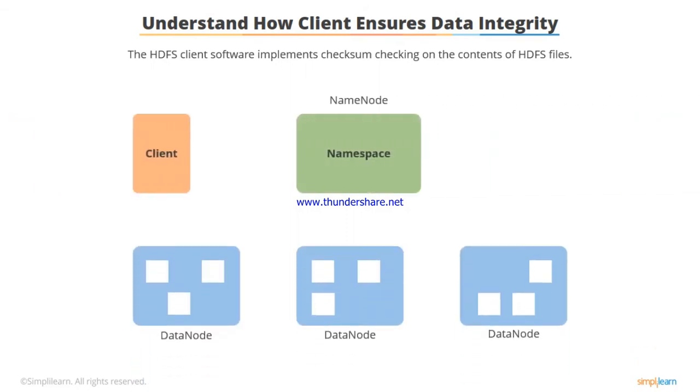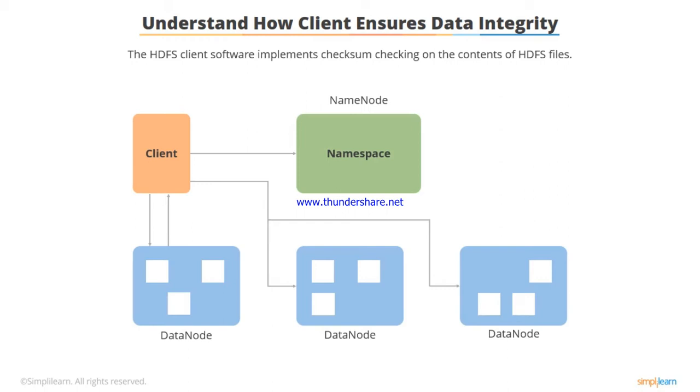The HDFS client software implements checksum checking on the contents of HDFS files. When a client creates an HDFS file, it computes a checksum of each block of the file and stores these checksums in a separate hidden file in the same HDFS namespace. When a client retrieves file contents, it verifies that the data it received from each data node matches the checksum stored in the associated checksum file. If not, then the client can opt to retrieve that block from another data node that has a replica of that block.